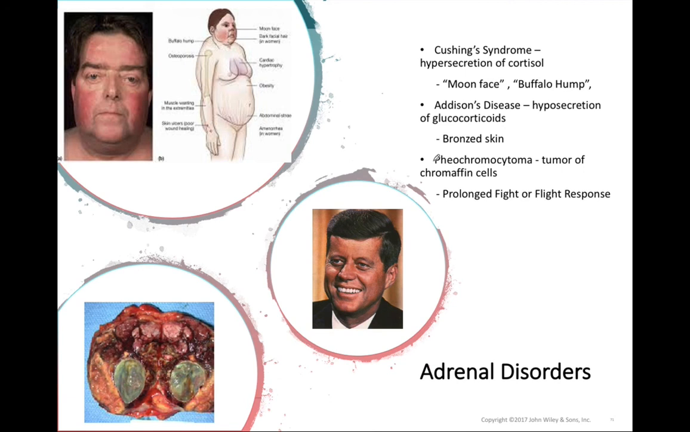And lastly is pheochromocytoma. This refers to a tumor of the chromaffin cells. And this leads to a hypersecretion of both epinephrine and norepinephrine from the chromaffin cells. Ultimately, that leads to a very prolonged fight or flight response because we're going to have too much release of epinephrine and norepinephrine. So we tend to see increased metabolic rate, nervousness, sweating, decreased gastrointestinal motility, all symptoms that would be associated with an increased sympathetic response.